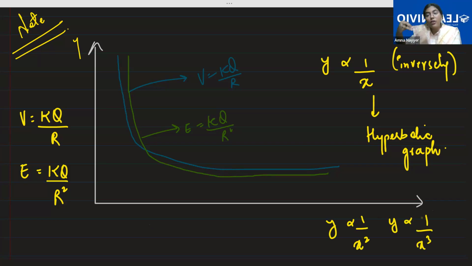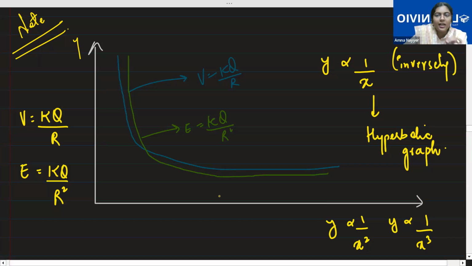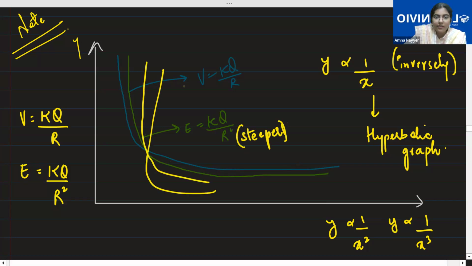As soon as the power of the denominator increases, the graph's nature still remains hyperbolic because it is inversely proportional. But since the power increases, the graph becomes steeper. You can see the electric field graph is a little steeper from this end. Like this. If you increase the power, it will go like this, and it will just keep on going steeper.